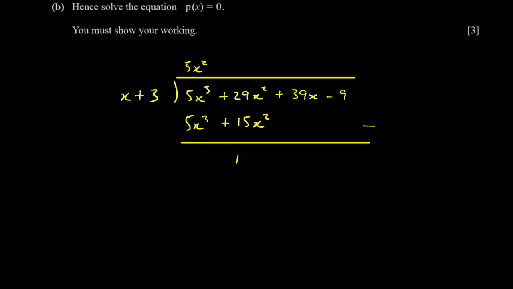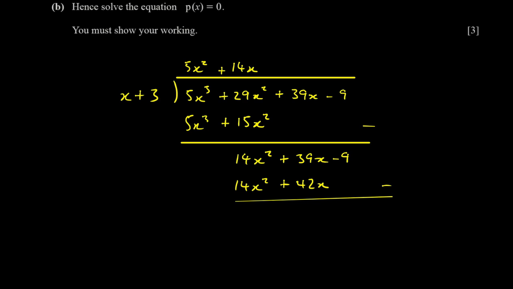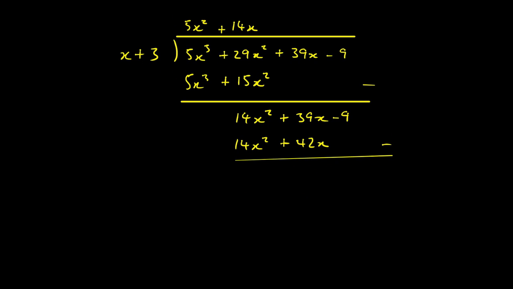29x squared minus 15x squared is 14x squared. And we've still got the 39x minus 9 here. Okay, then 14x squared is my new leading term. I'm going to divide that by x. So 14x squared divided by x is plus 14x. I then take the 14x and multiply it through by this entire divisor. So that gives me 14x squared plus 14 times 3, which is 42x. And I'm going to subtract off this whole thing. So 14x squared minus 14x squared is 0. 39x minus 42x is minus 3x minus 9.